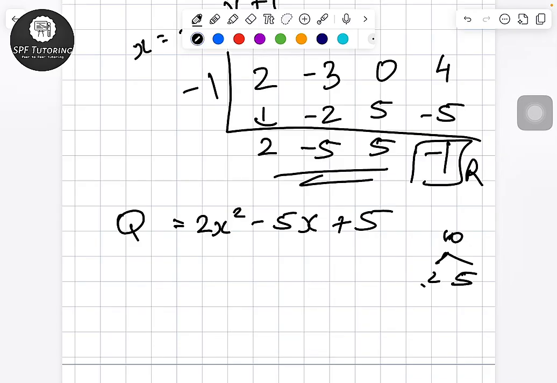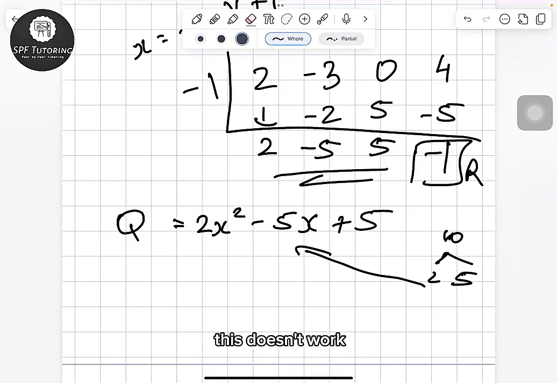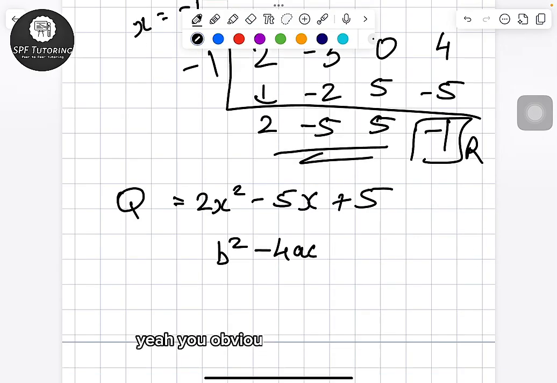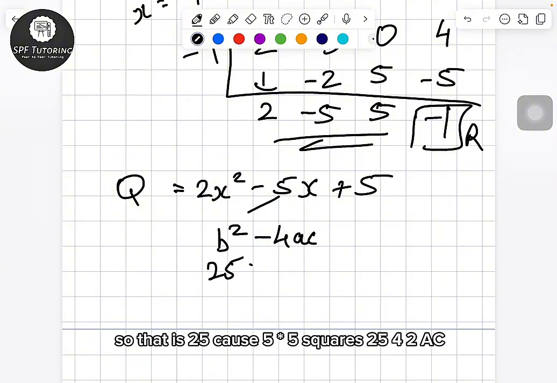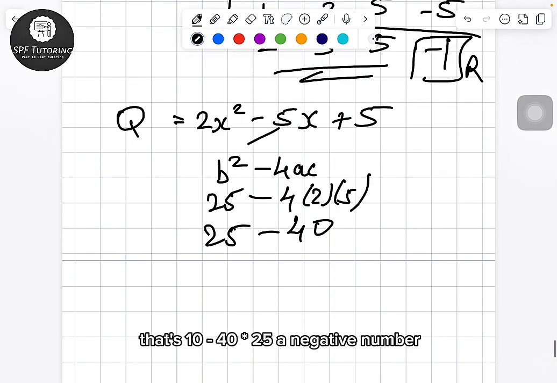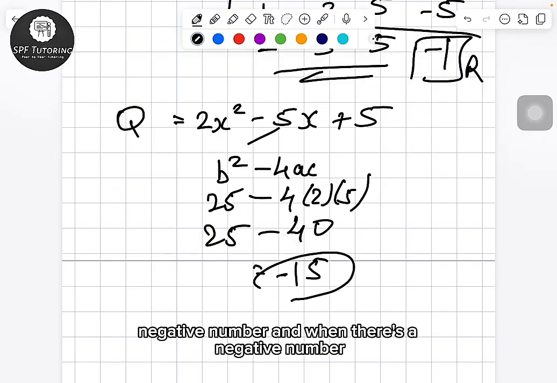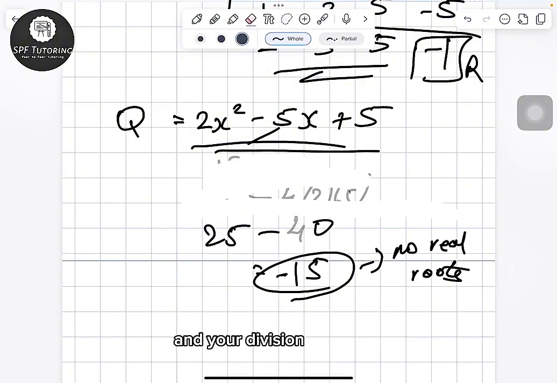Why is it not working? Wait, this doesn't work. So what you do is you use the discriminant, which is b squared minus 4ac. That's 25, because 5 squared is 25, and 4ac is 4 times 2 times 5, that's 40. 25 minus 40 is a negative number, and when there's a negative number, you have no real roots. Simple as that. So now you can just state this as your quotient in your division statement.